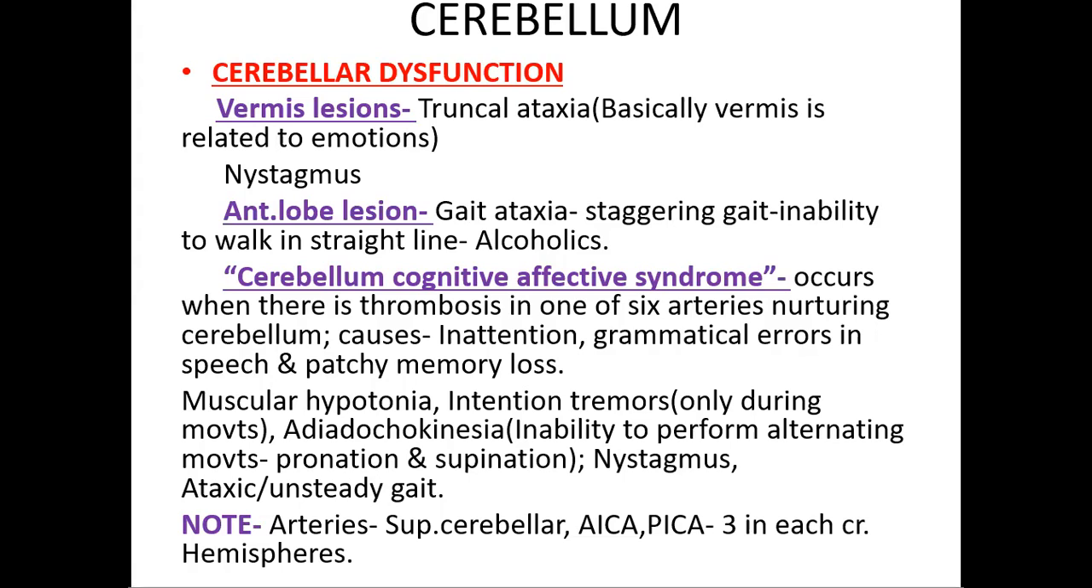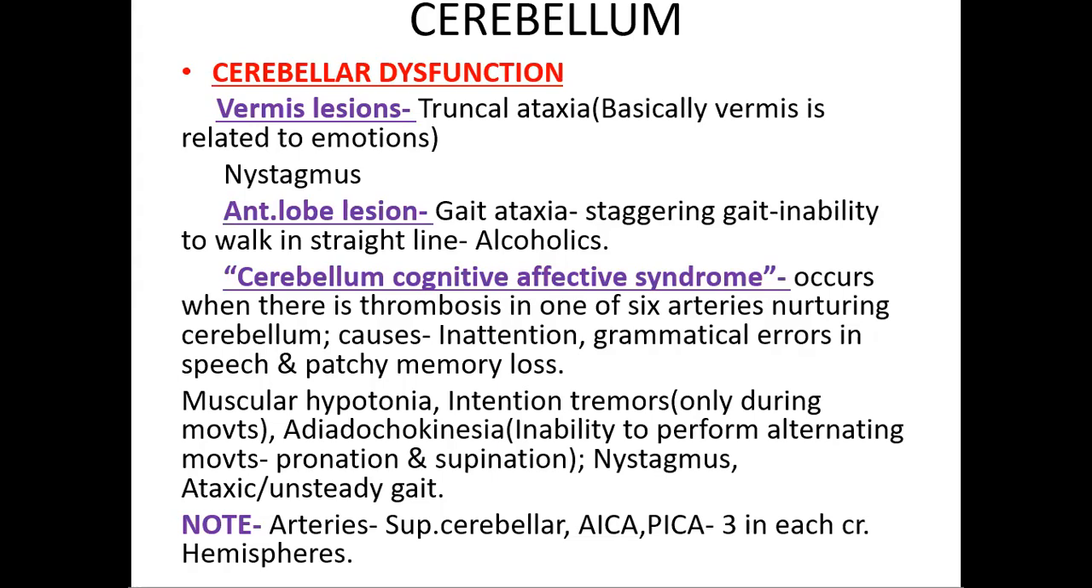Other than that, we have cerebellar cognitive affective syndrome. We see this syndrome when there is thrombosis in any one of the arteries. The basic arteries related to the cerebellum, I have given in the note there. One is the superior cerebellar artery, another is AICA, another is PICA. Three arteries are there, but they are on two cerebral hemispheres, so the number comes to six. If any one of these arteries is occluded, or there is thrombosis in any one of them, then we come across cerebellar cognitive affective syndrome.